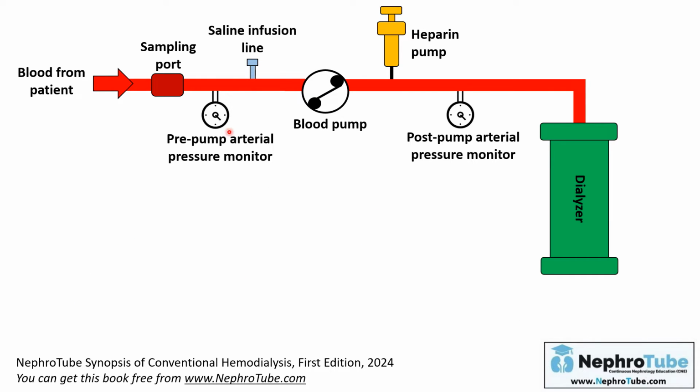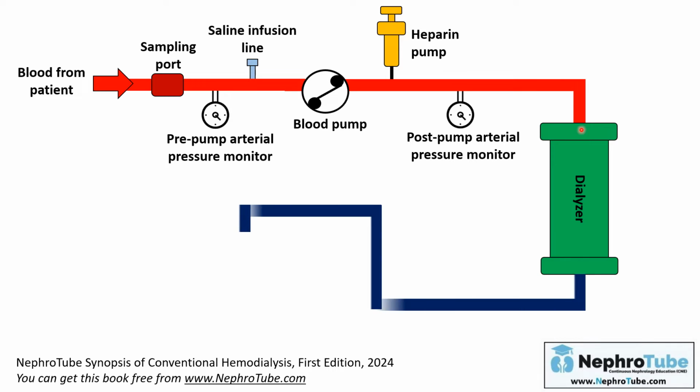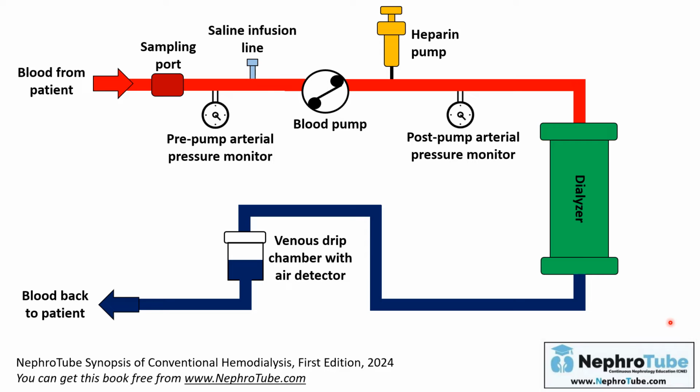So the first part, as we mentioned, of the blood tubing set is the arterial line or the arterial segment, the inflow segment. The second part is the venous segment or outflow segment. This segment returns blood back to the patient from the dialyzer. When the blood moves out from the dialyzer, before it reaches the patient, it passes first through what is called the venous drip chamber, which has an air detector, and we will talk about the function of this air detector later in this lecture. After that, the blood is returned back to the patient.